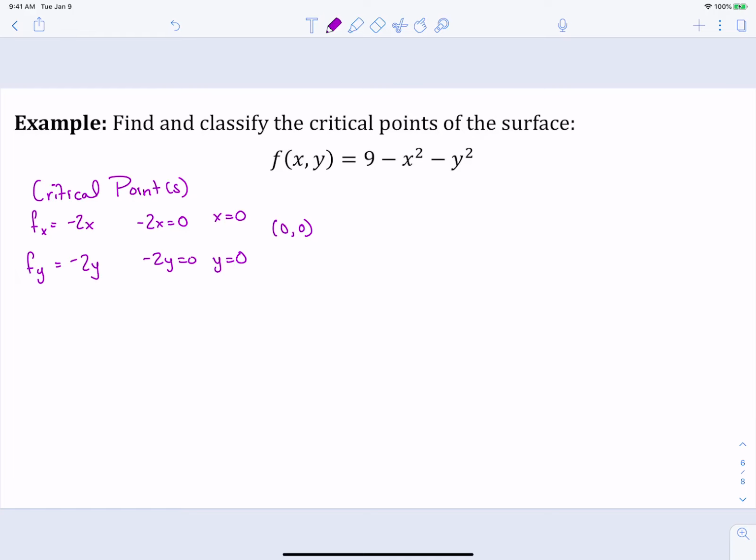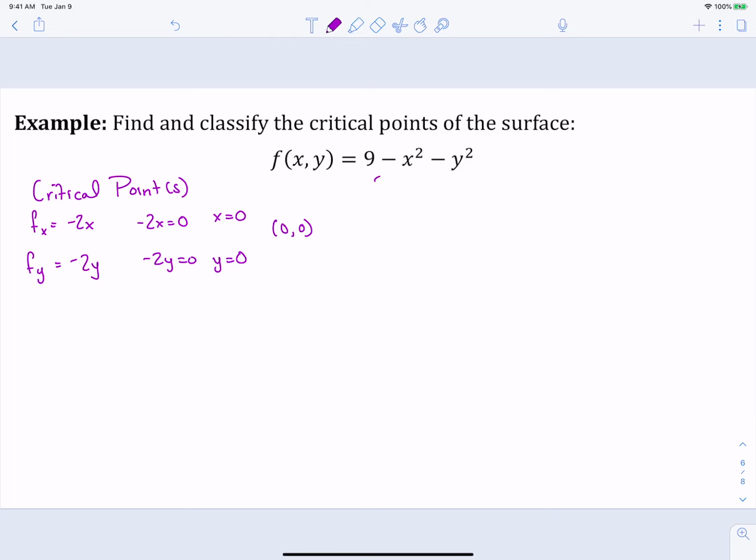So that partial derivative with respect to x is 0 anytime x is 0. And so y could be whatever we want, but as long as x is 0, our partial derivative with respect to x is 0. But we're looking for that place where both of them are equal to 0, and they're only both equal to 0 when x is 0 and y is 0. So that's why it's that one single point.